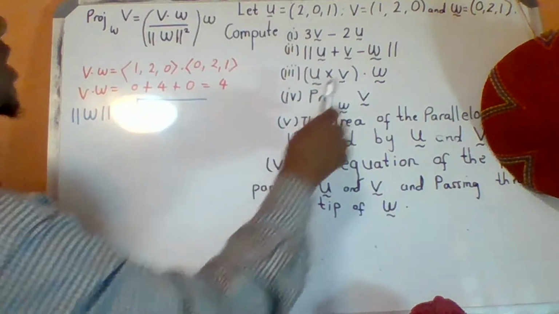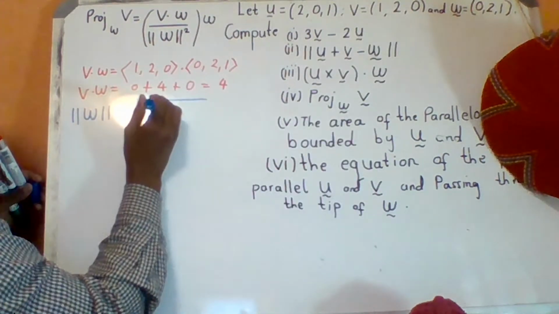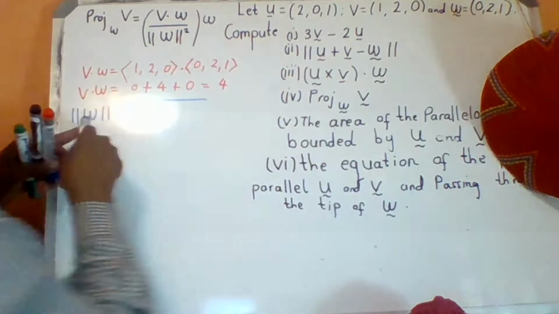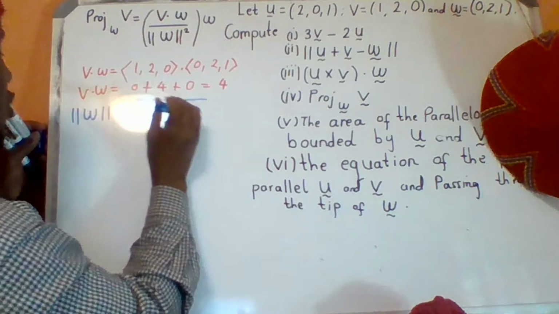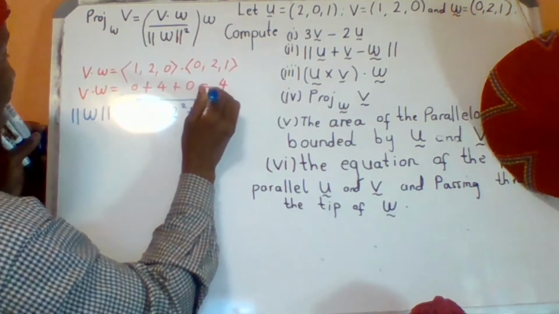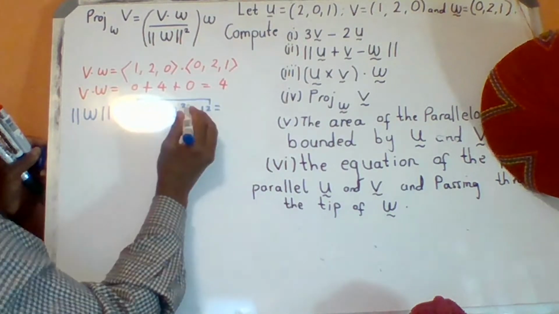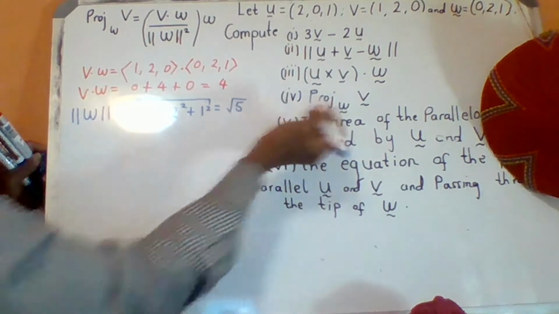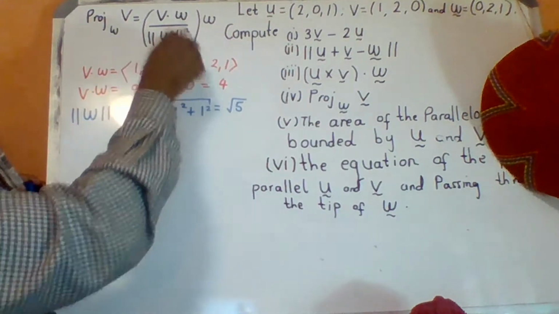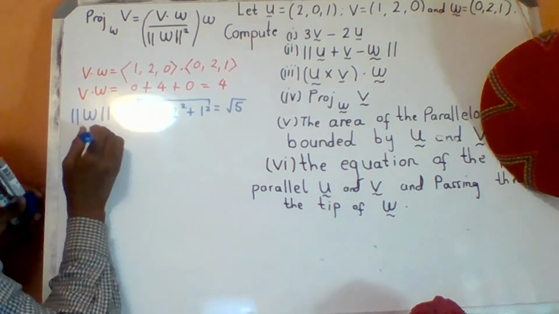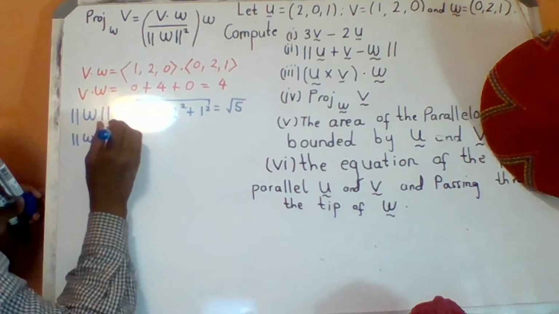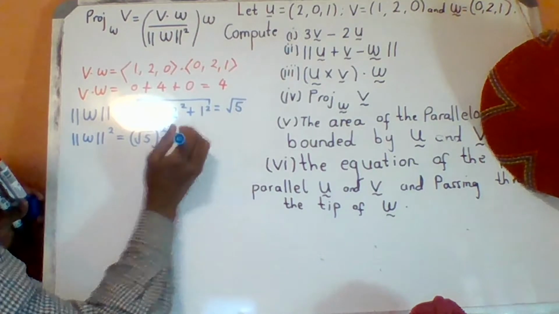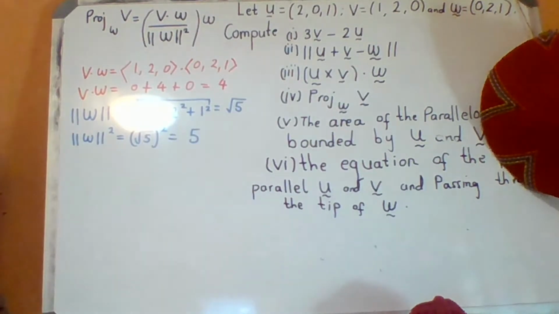Now we go find the magnitude of W. So this is V dot W. The magnitude of W is easy, and then we're going to square it. So let's find the magnitude of W first. What is W? W equals 0, 2, 1. So we're going to say 0 squared plus 2 squared plus 1 squared. This gives us 0, plus 2 squared which is 4, plus 1 squared, which is going to be 5. So the square root of 5 units.